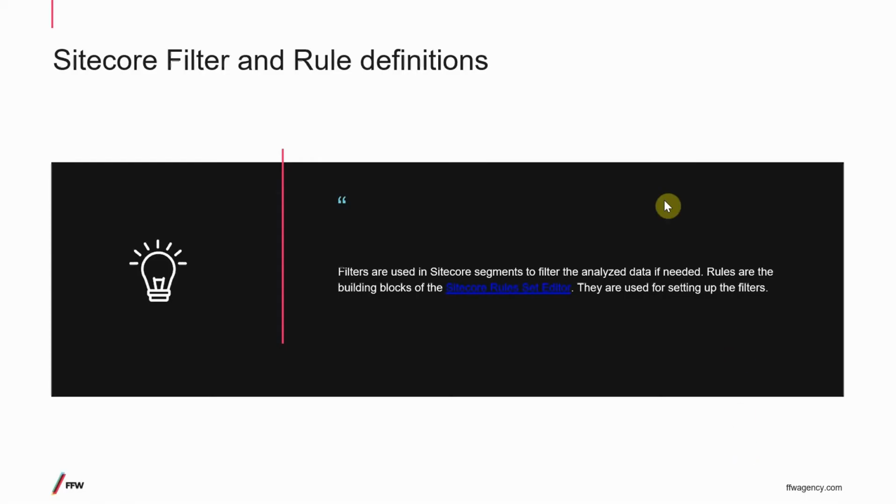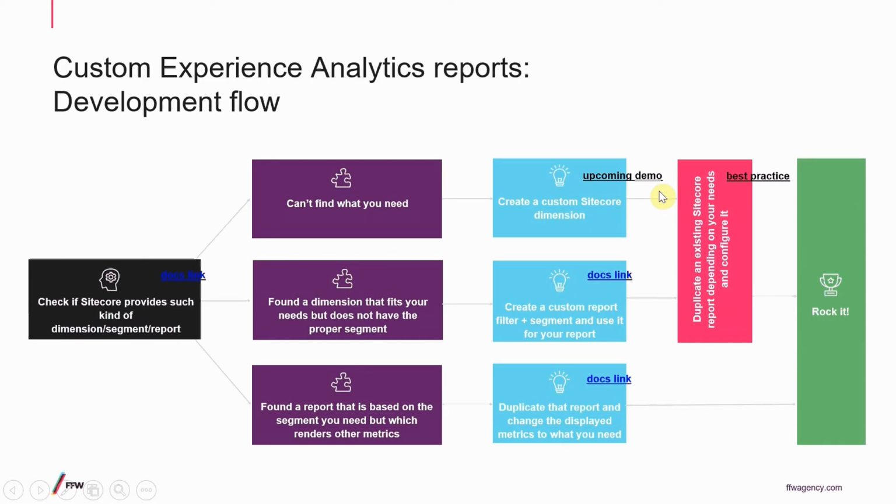Let's move further. So now when we already saw how the actual pages, the report pages are created, and we saw the actual items like the segments and the filters and stuff, we can think about a flow of development of the experience analytics reports. I would say that the left part is kind of the start of a process of investigation. You're given a task, and then the first thing you should do is just go and check what you already have there. Like, do you have something similar as a report already?